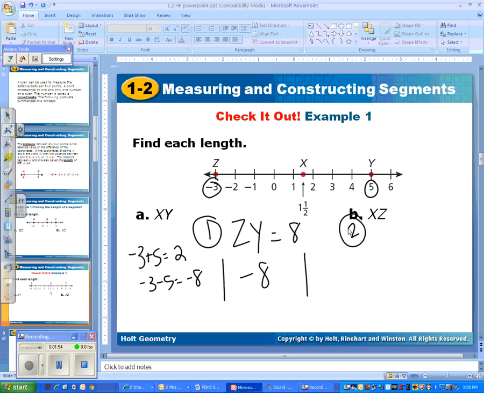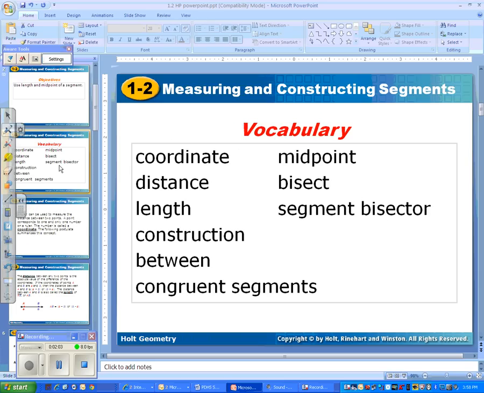On your notes, go ahead and title it number 2. I want you to try to find the length of line segment XZ. You can pause the video if you need more time to do that. We just talked about, under our vocabulary, distance and length. They're synonymous, and something that's important is that they are always going to be positive.